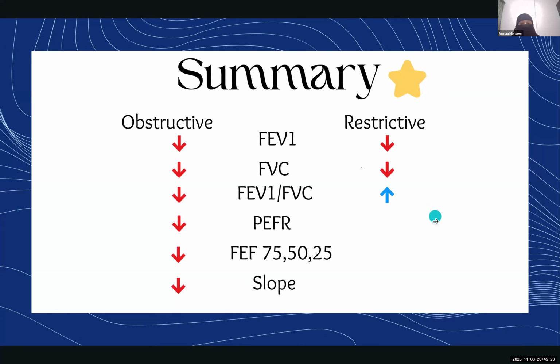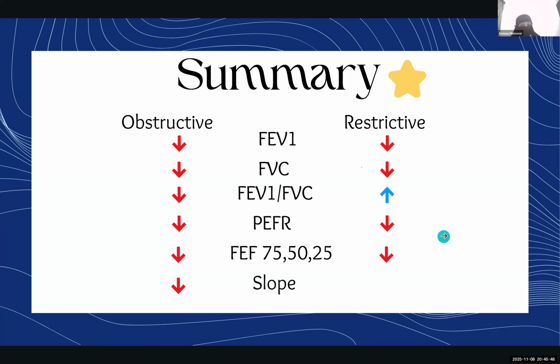Amazing, mashallah. What about the peak expiratory flow rate? What happens to that? It will decrease. Tamam, very good. What about the FEF, forced expiratory flow rates for 75, 50, and 25%? What happens to those? Because the peak expiratory flow rate, the amount of air you can get outside, will decrease.